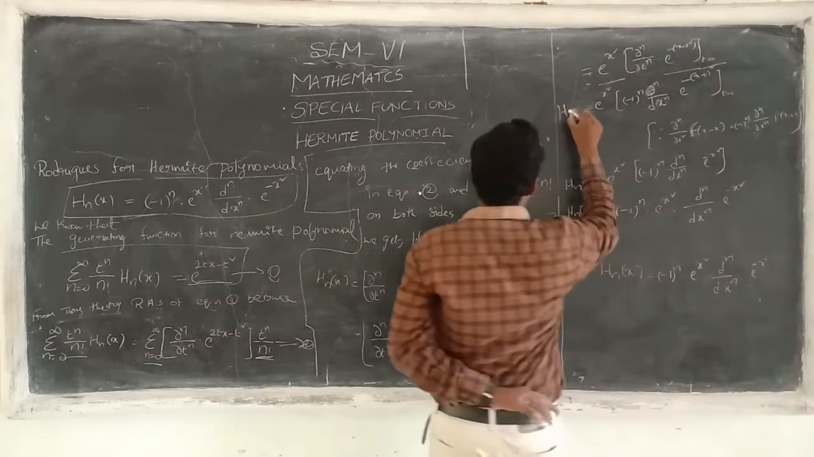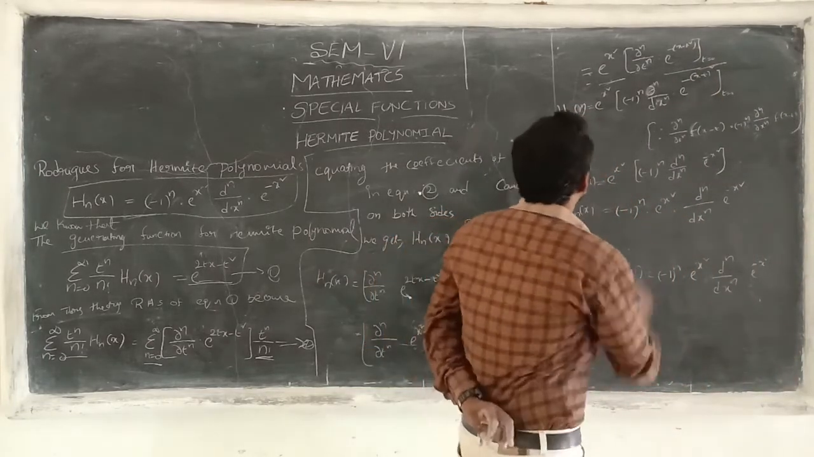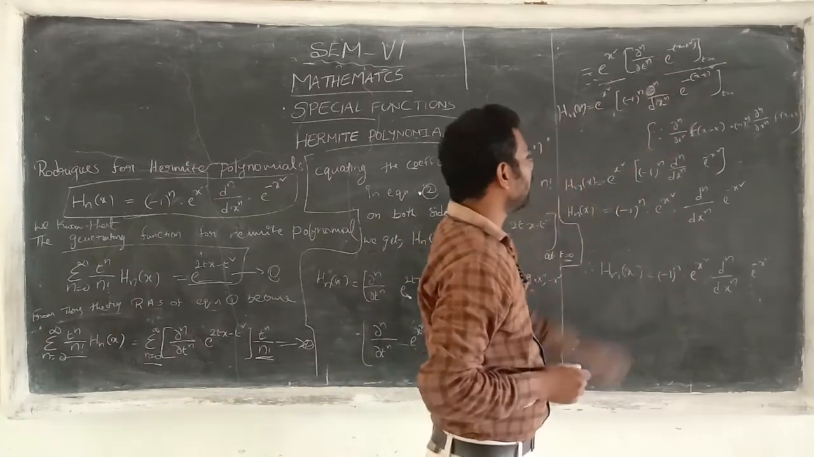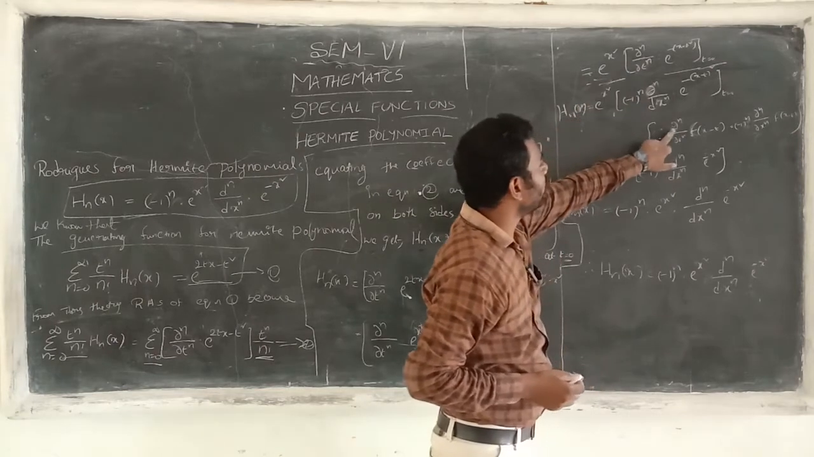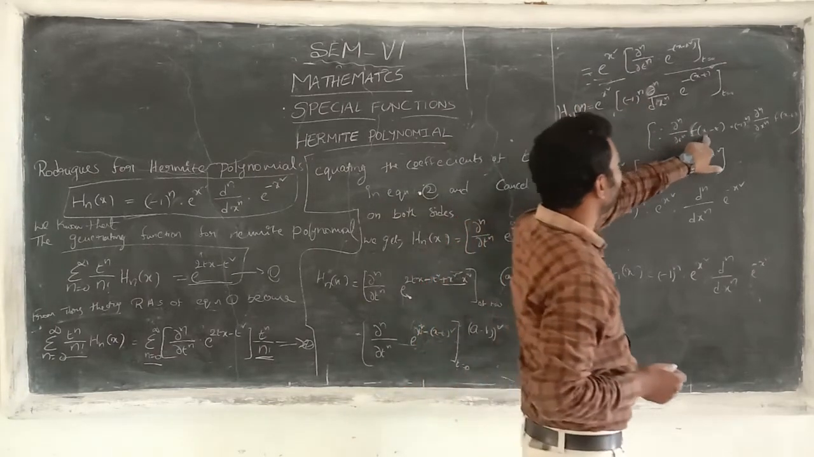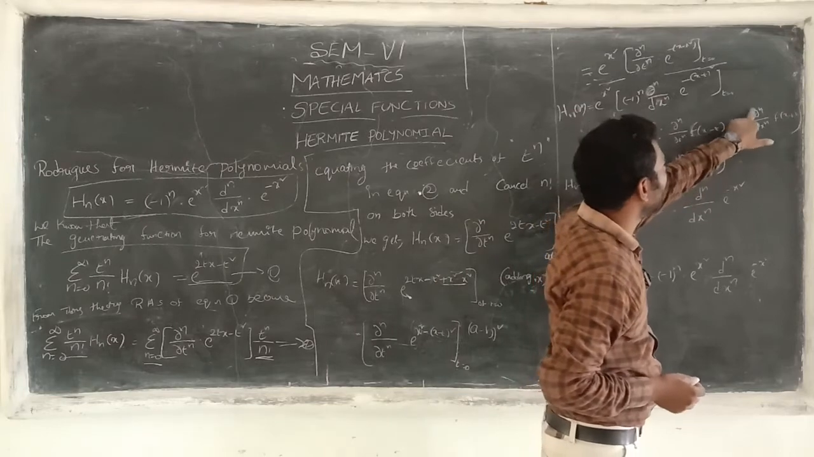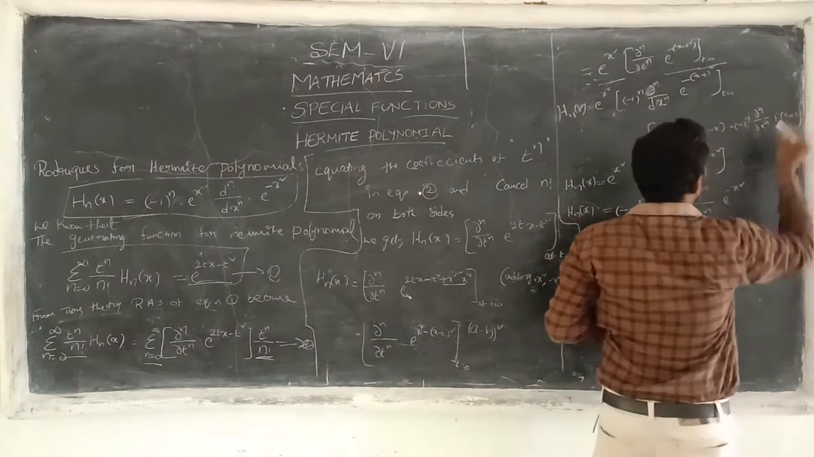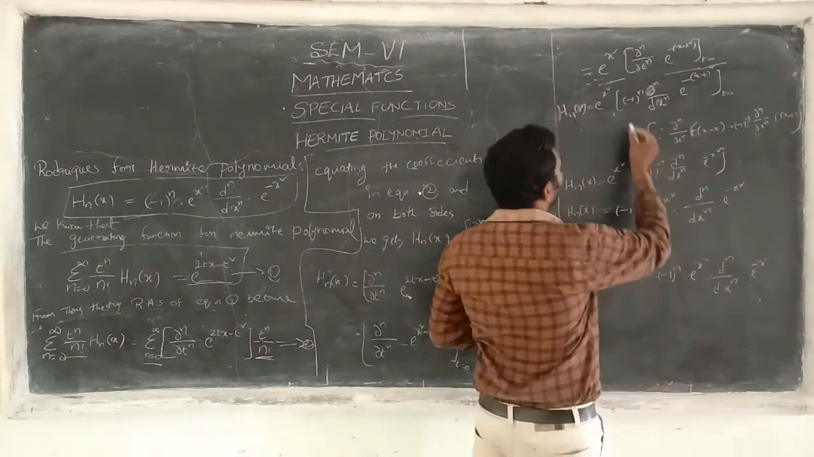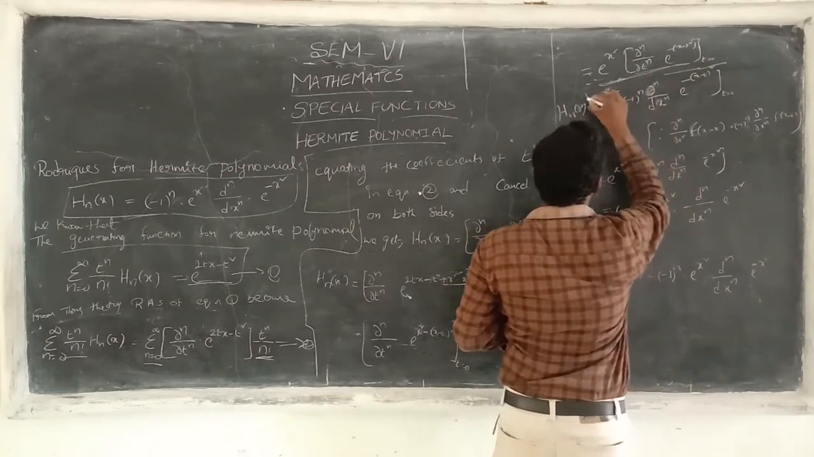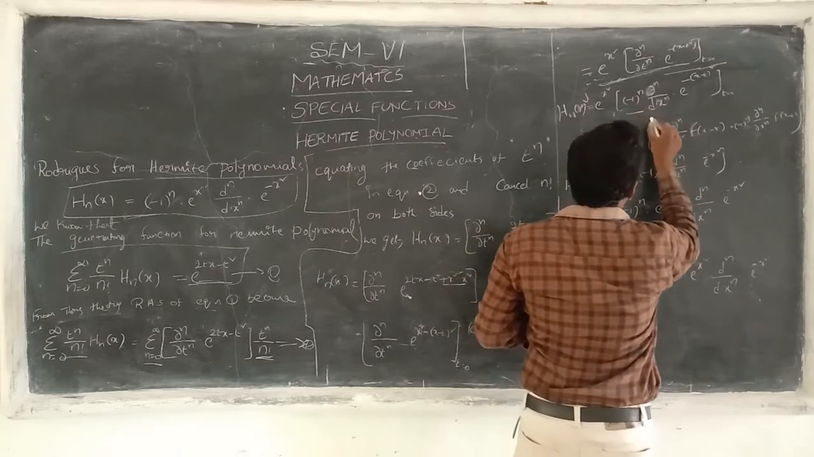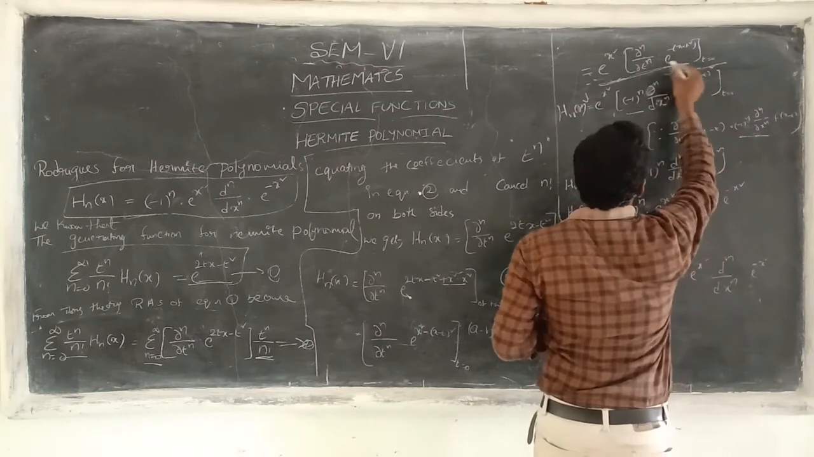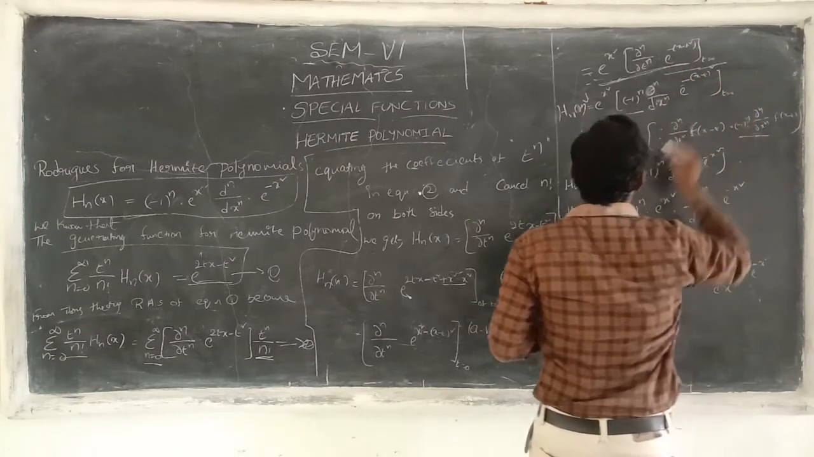So Hn of x equals e power x square into, how do we know the formula? Dou power n by dou t power n of f of x minus t equals minus 1 power n into d power n by dx power n of f of x minus t. We have this formula. By using this formula, we can write it like this: minus 1 power n into dou power n by dou x power n of f of x minus t, that means e power minus of x minus t whole square.